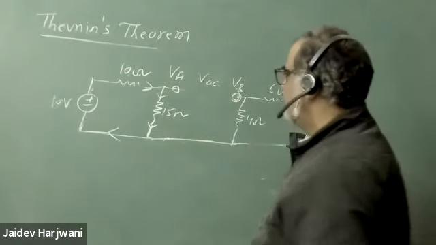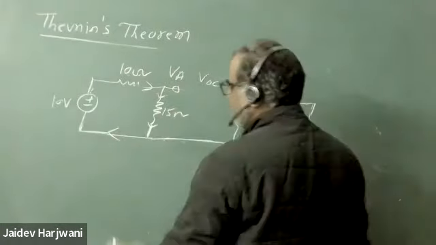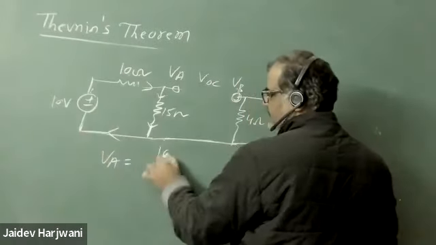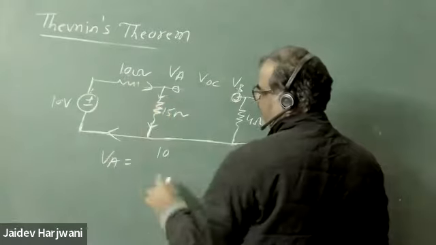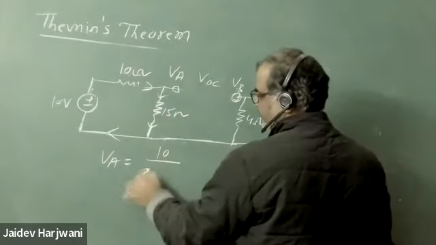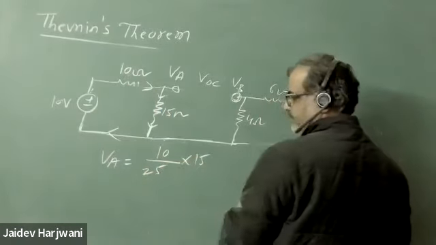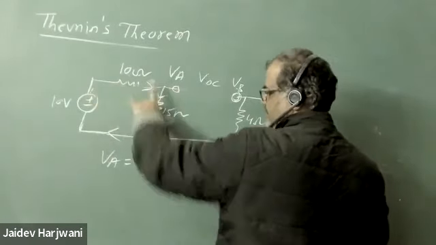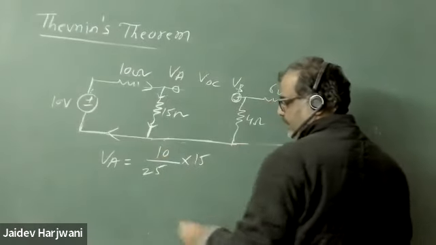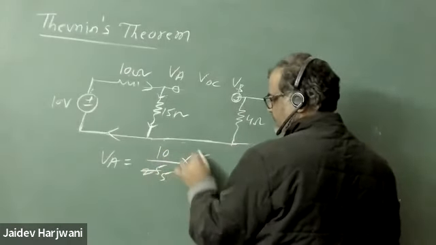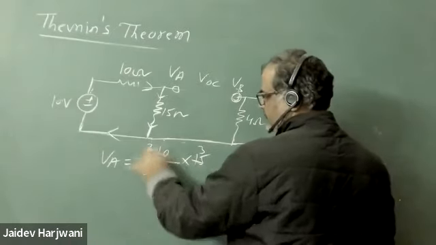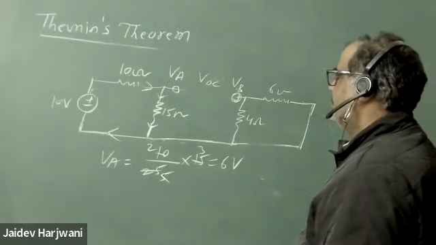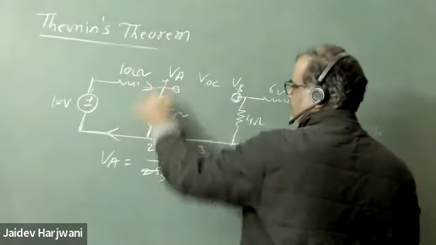Now I want VA. VA is very simple to calculate. I have a total voltage of 10 volts, divided by the total resistance. The total resistance becomes 25. I want VA, the voltage across the 15 ohm. Total current is 10 divided by 25, times 15. So this becomes 5, this 3, this 1, this 2. So VA becomes 6 volts. This is plus, this is minus.